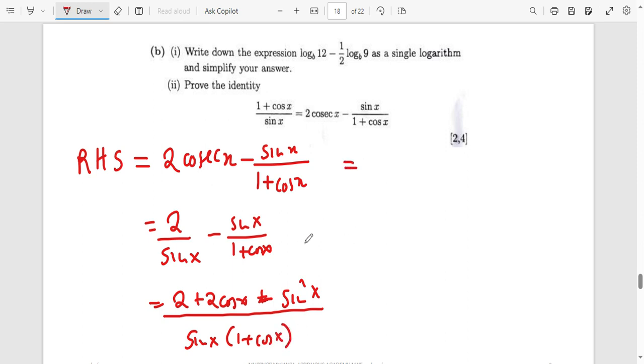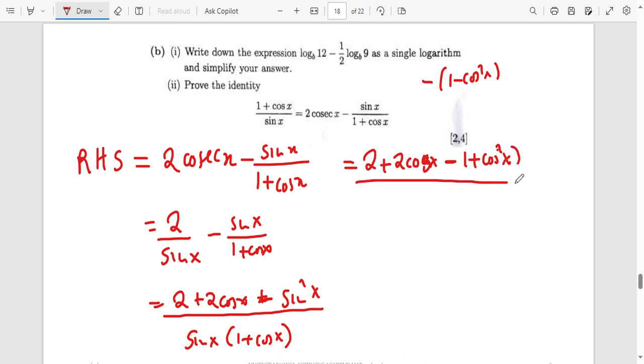How do we simplify this one? Where there is sin squared, let me try to replace. So this will be 2 plus 2 cos x, and then minus, where there is sin squared, I'll replace with 1 minus cos squared. So there's already a negative here, and then I replace 1 minus cos squared x. And if I do that, it means what is going to result is going to be a negative 1 plus cos squared x. And then in the denominator, there is a sin x, 1 plus cos x.